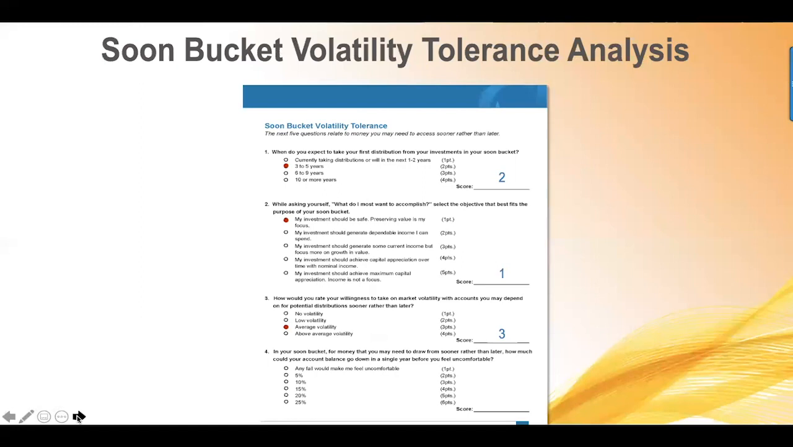25 is definitely too big for me for the soon bucket. So I think I'd be comfortable with 10% until I start feeling uneasy. Yeah, that 10% was sticking out to me too.